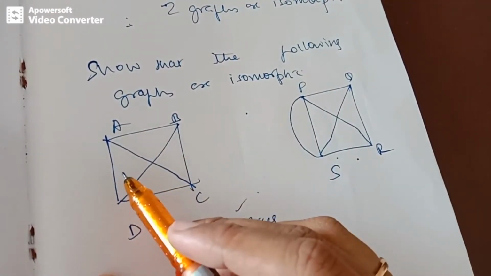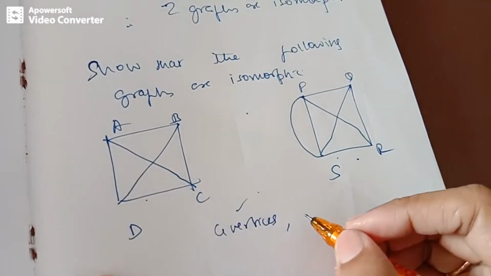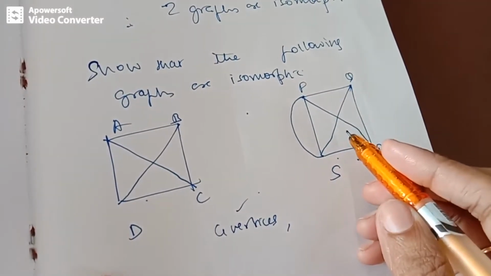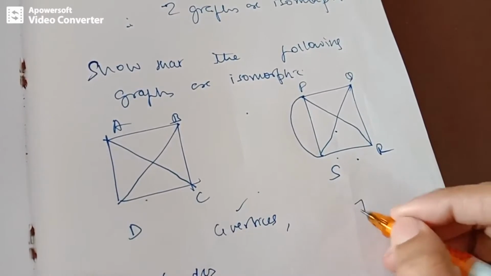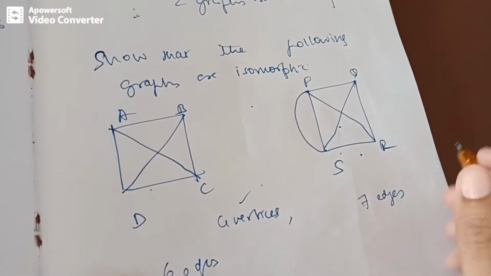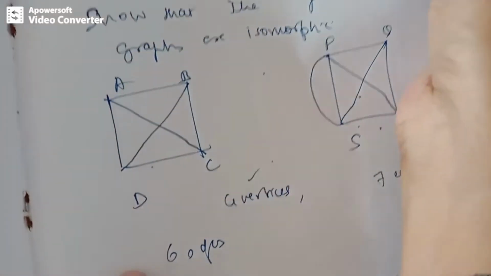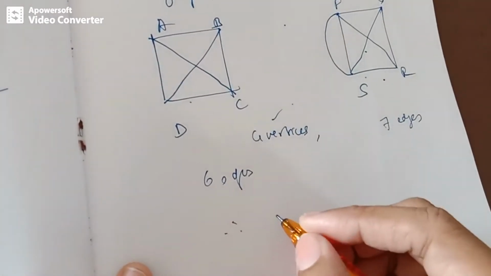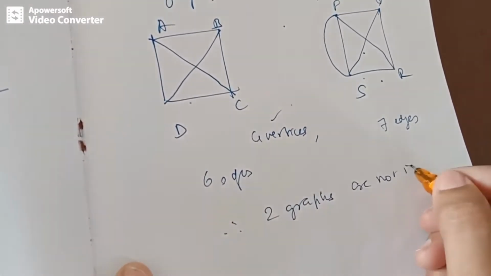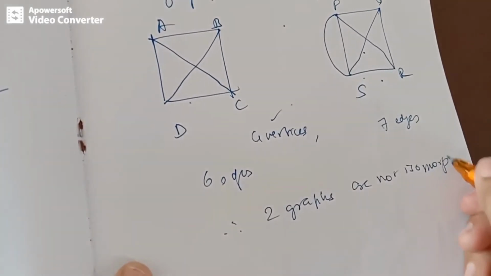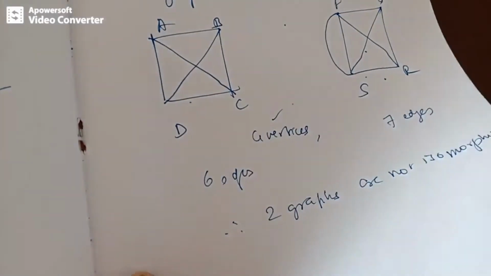And count the number of edges in the first graph. There are 6 edges. What about the edges in the second graph? There are 7 edges. Okay, there is no one-to-one correspondence between the edges. Correct? Therefore, the two graphs are not isomorphic. So you can write that in a sentence.